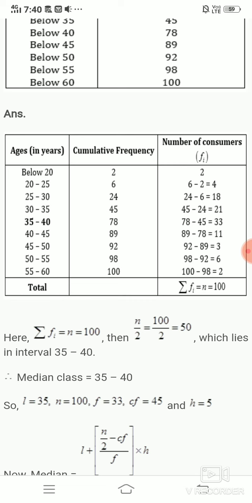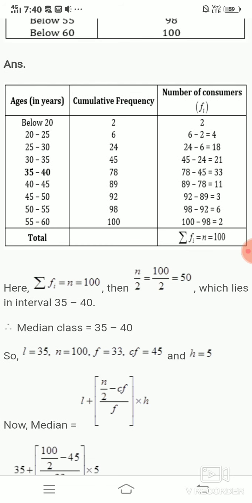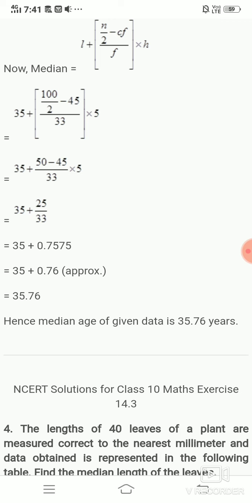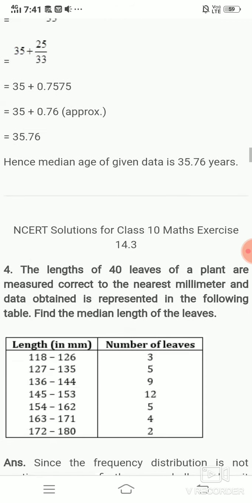Now use the cumulative frequency just preceding this. So L equal to 35, N equal to 100, f equal to the corresponding frequency 33, cumulative frequency just previous 45, and the difference h equal to 5. Substitute, and your answer is the given 35.76, right?